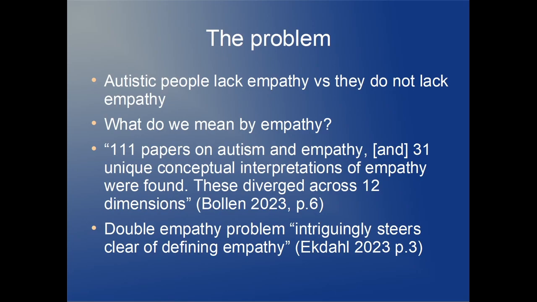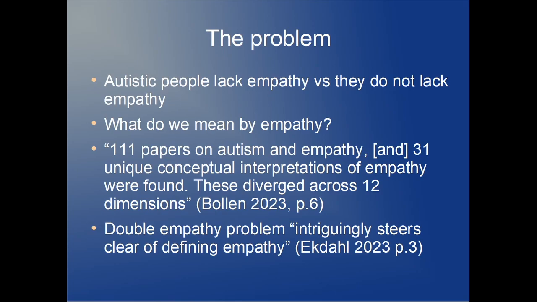So here's a problem. Lots of people, especially scientists, have argued that autistic people lack empathy or have significantly reduced empathy. Whereas, in contrast, lots of autistic individuals have argued that they do not lack empathy. Indeed, some autistic people have argued it's offensive to say that autistic people lack empathy. What exactly do we mean by empathy? What do those people who think autistic people lack empathy mean by empathy? And what do those autistic people who say they do not lack empathy mean by empathy?